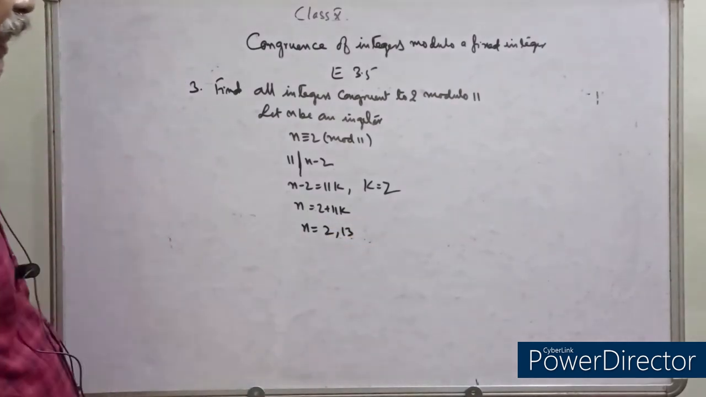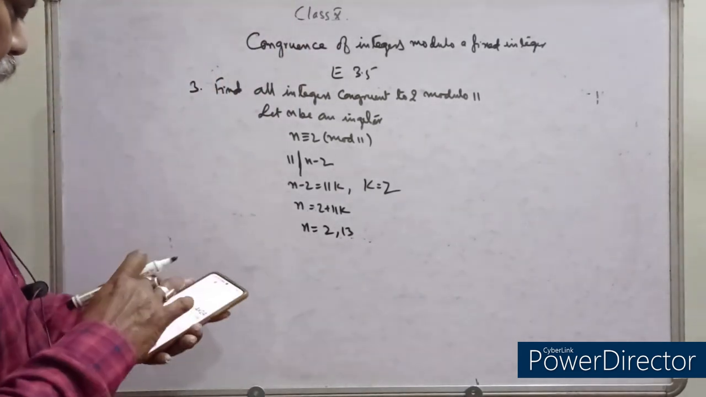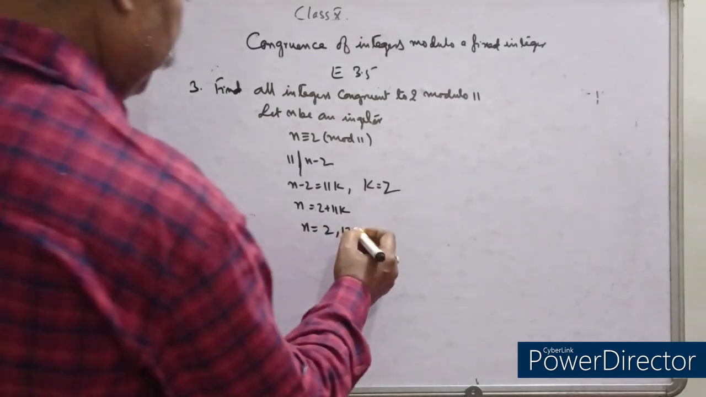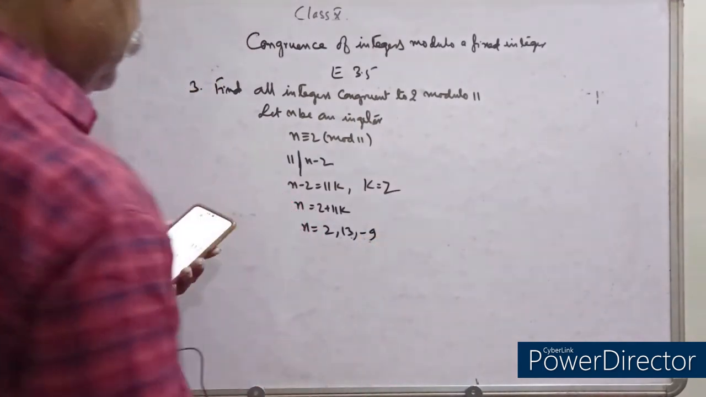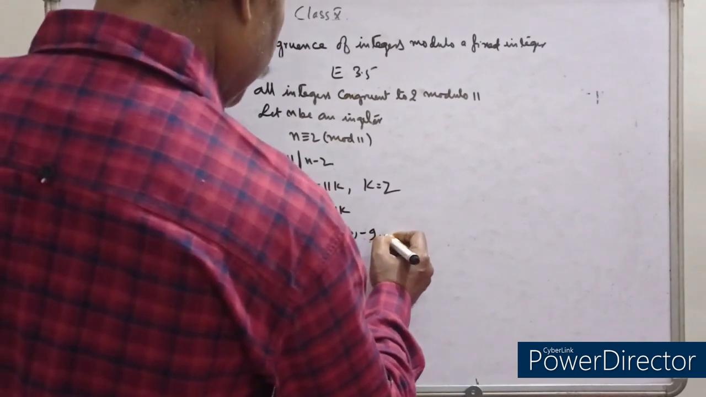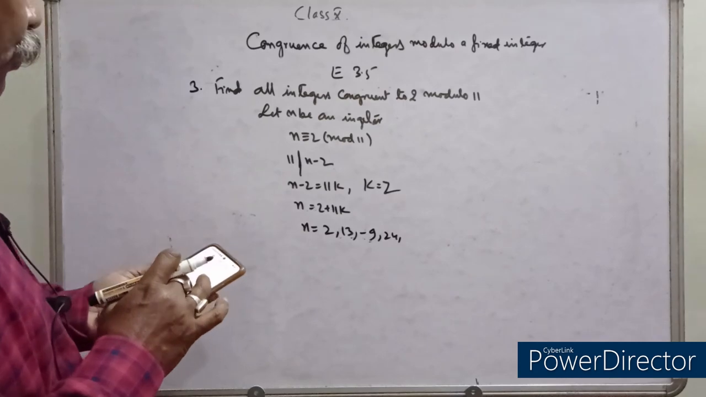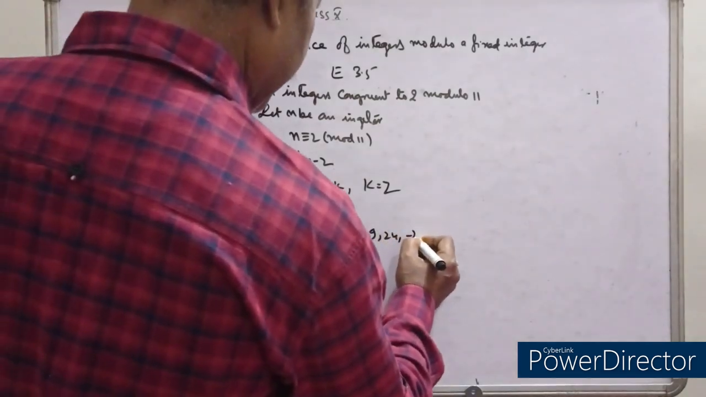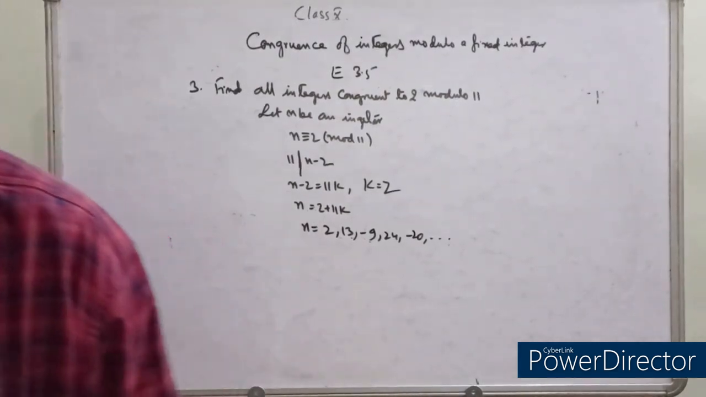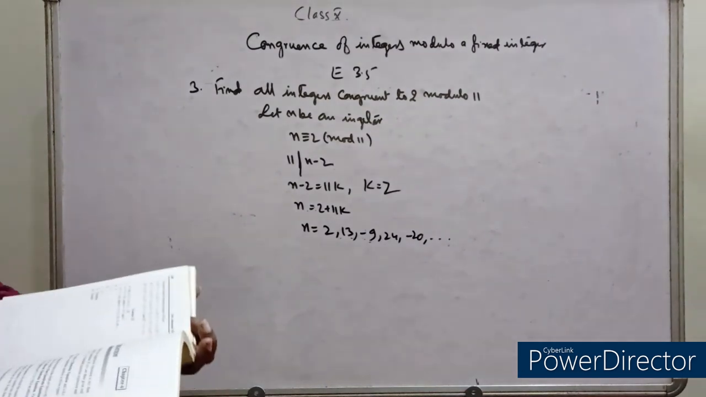And if you take negative 1, then minus 11 plus 2, it will be minus 9. And similarly, if you take plus 2, 22 plus 2, this will be 24. And if you take minus 2, then minus 22 plus 2, this will be minus 20. And your answer will move like this. So let me check the answer of your third one. Let me check the answer, what is given in your book.